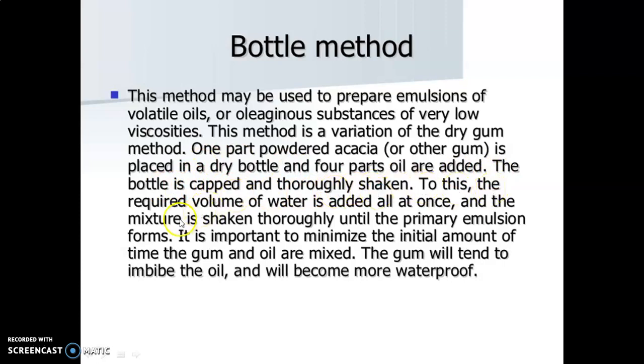To this, the required volume of water is added all at once and the mixture is shaken thoroughly until the primary emulsion is formed. It is important to minimize the initial amount of time the gum and oil are mixed. The gum will tend to imbibe the oil and will become more waterproof.